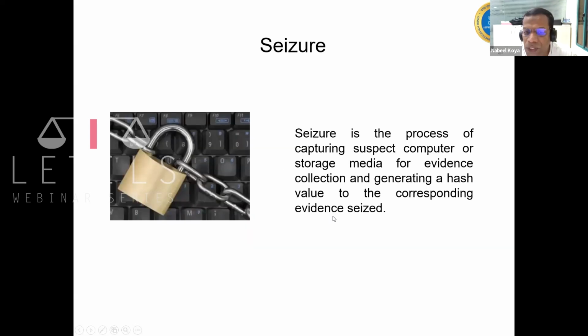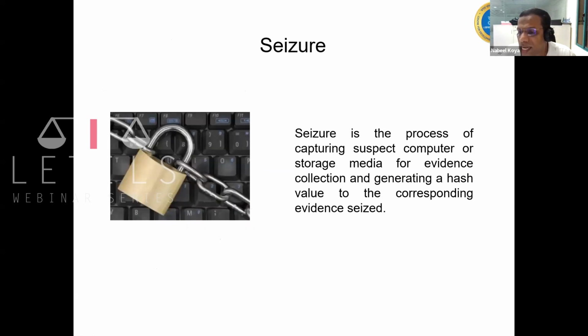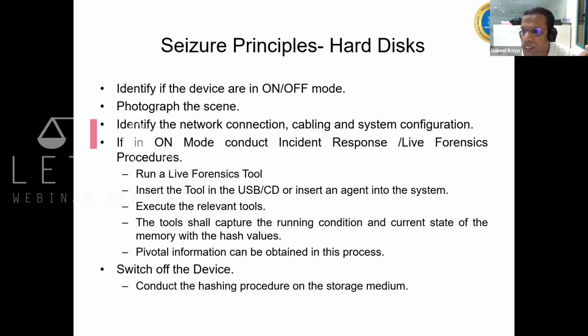Now, seizure is the process of capturing the suspect computer for evidence collection and generating a hash file. Now comes the seizure principle for a hard disk. As I mentioned earlier, in digital forensics there are different standards for each type of evidence. For a disk, you have a standard. For the mobile, you have a standard. For the memory, you have a standard. For the network, you have a standard. So I am just mentioning it here.